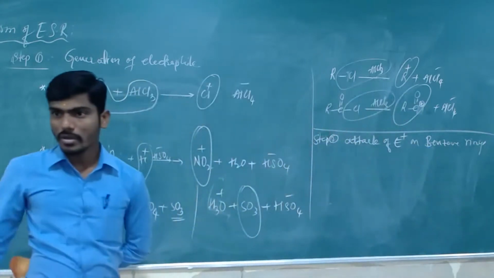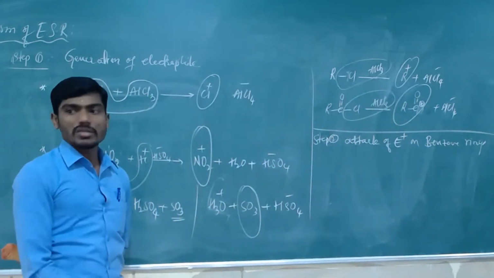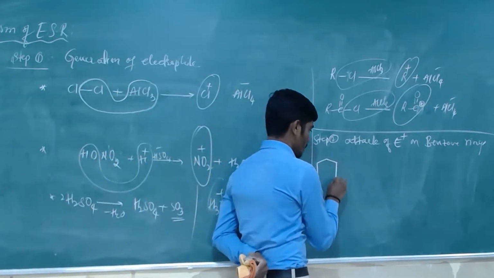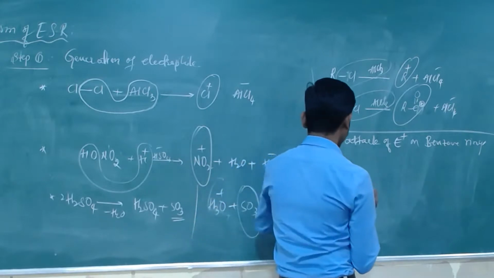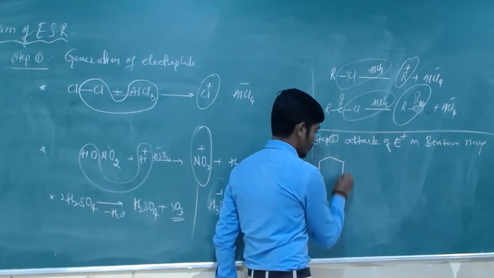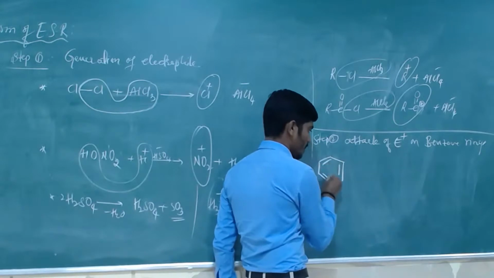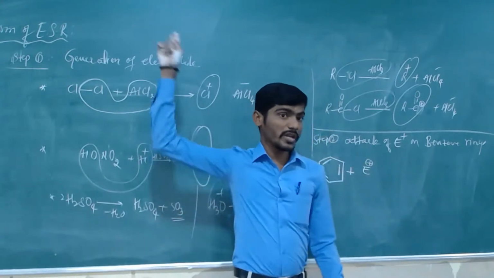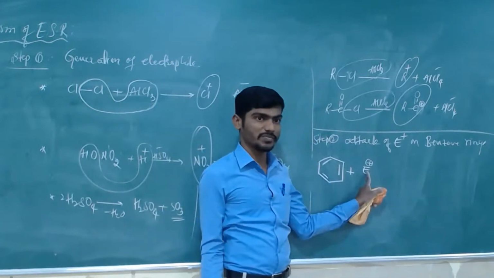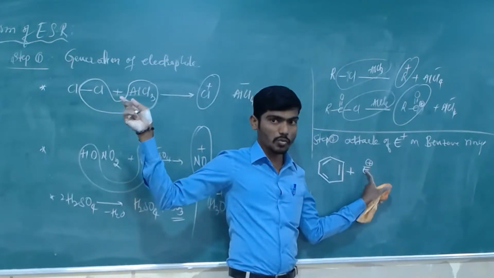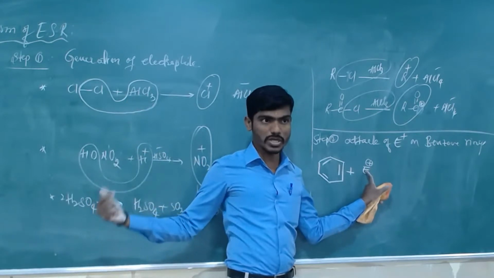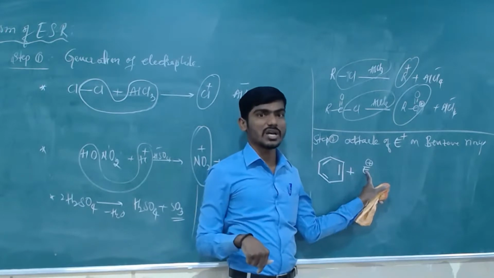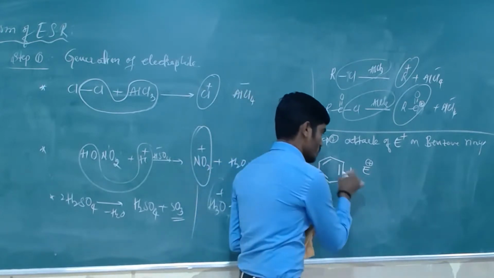An electrophile is attacking the benzene ring. See how it attacks. So this is the benzene plus E plus. In a chlorination reaction, it is Cl plus. In nitration, NO2 plus. In sulfonation, SO3. Friedel-Crafts alkylation, R plus. Acylation, RCO plus.